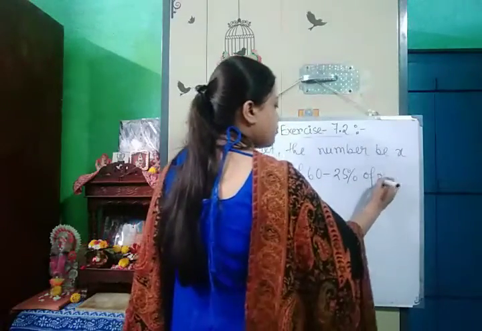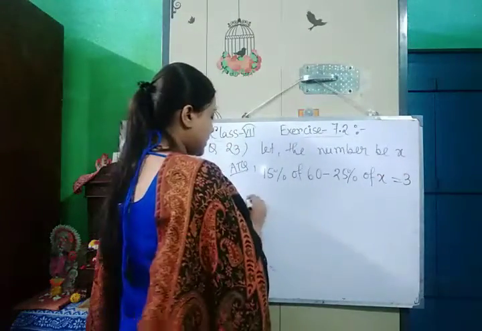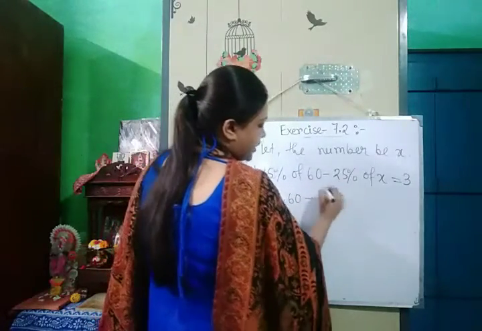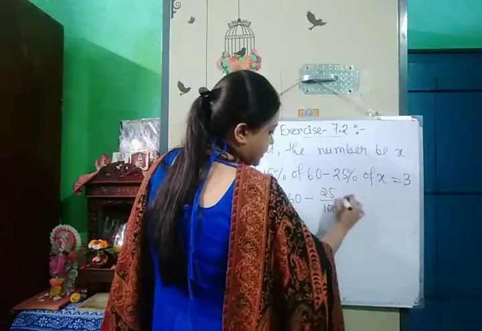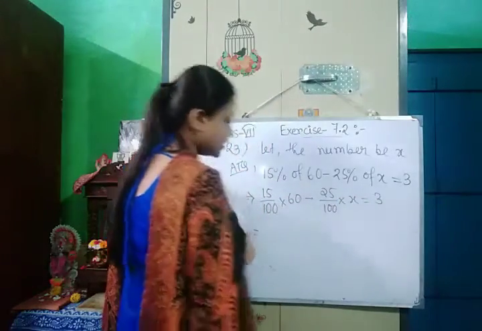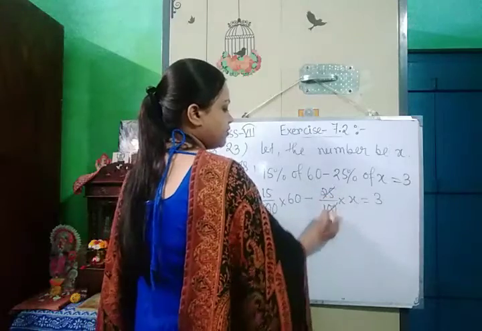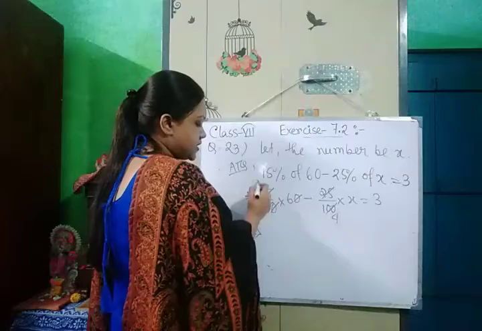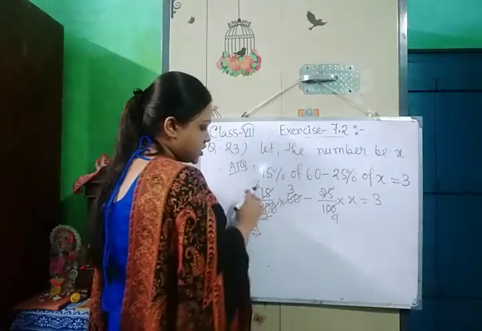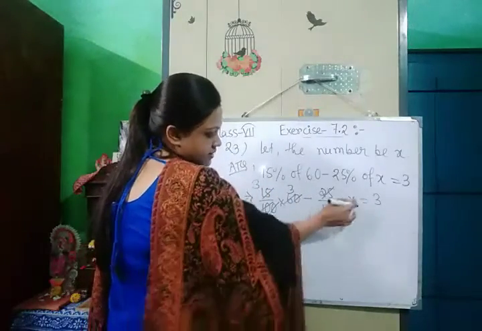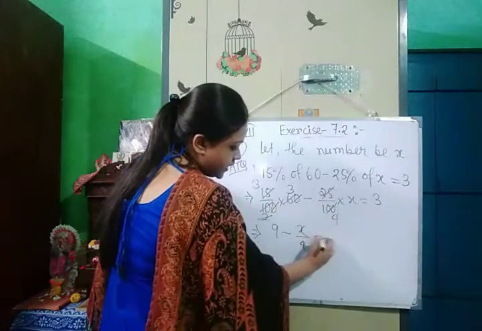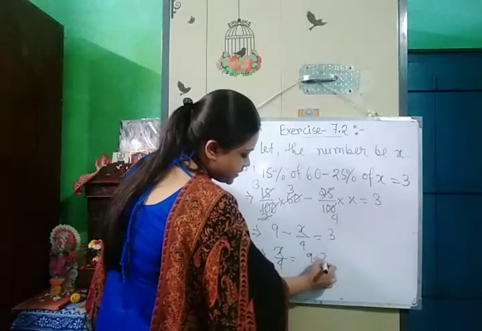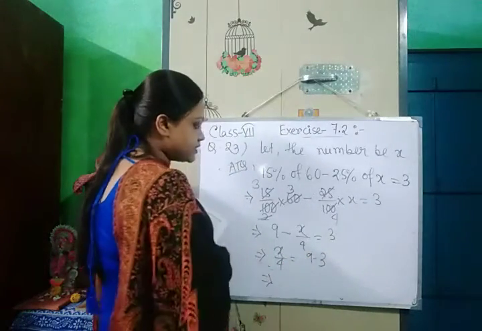So that means 15 by 100 into 60 minus 25 by 100 into x equals 3. Now we will do the cancellation. 25 ones are 25, 25 fours are 100, and here 5 3s are 15, 5 2s are 10, 2 3s are 6. So that means 3 3s are 9 minus x by 4 equals 3. So we can write x by 4 equals 9 minus 3. That means 9 minus 3 is 6.